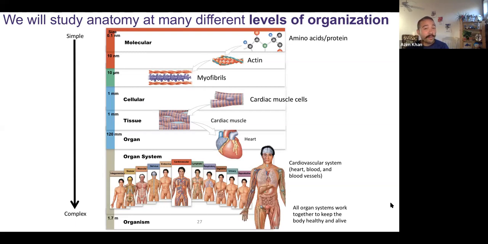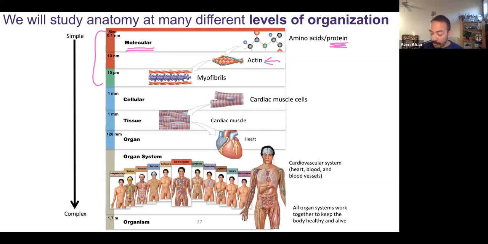So like I said, we're going to be studying anatomy at multiple levels of organization. When I say levels of organization, what I mean is studying things at a very, very small level, like individual molecules. One example of a molecule that we'll be looking at a lot is proteins. Proteins are made out of amino acids. An example of a protein that maybe you've heard of is hemoglobin. Hemoglobin is found in your blood cells. This protein shown here, actin, is a protein that's used in your muscles to move them. So we'll be studying individual molecules.